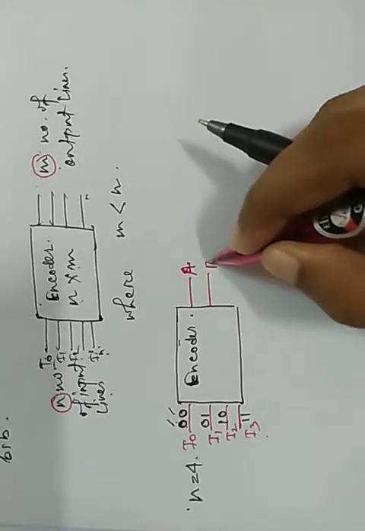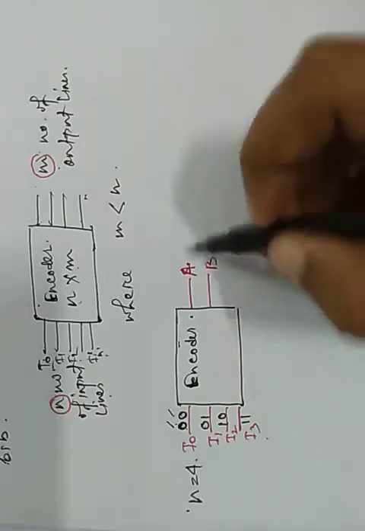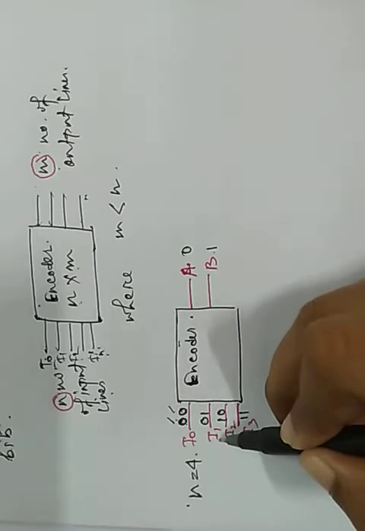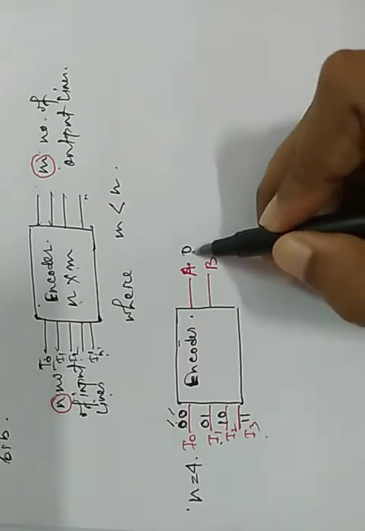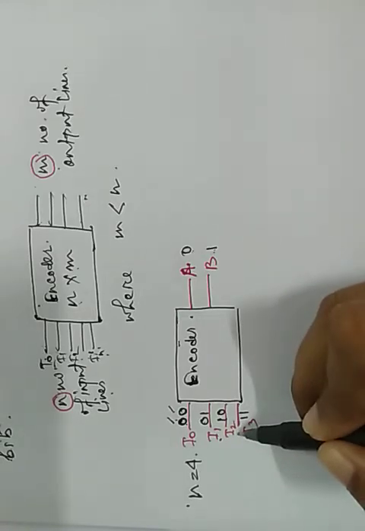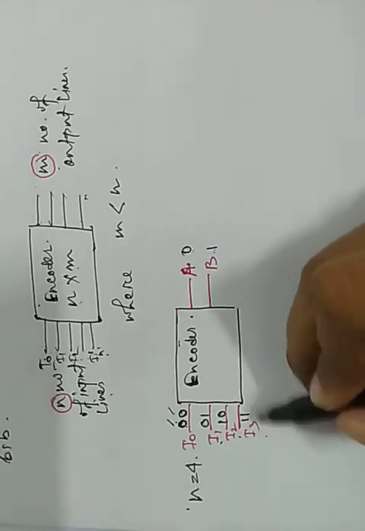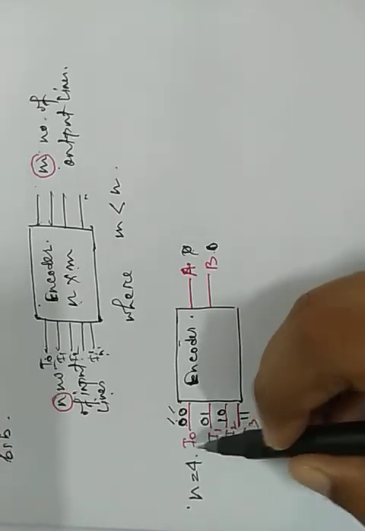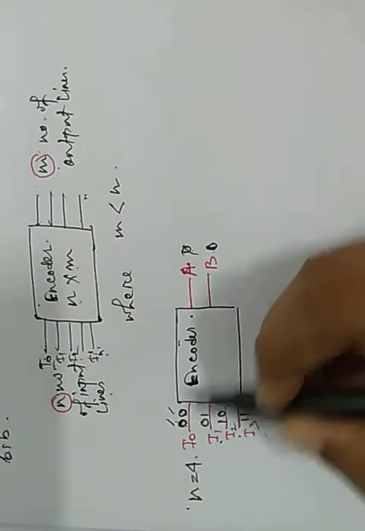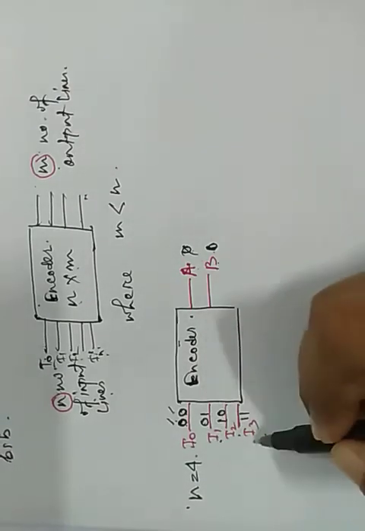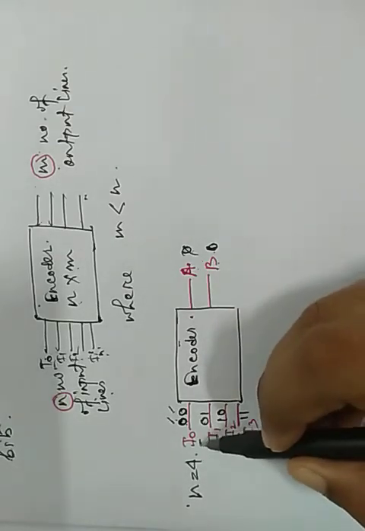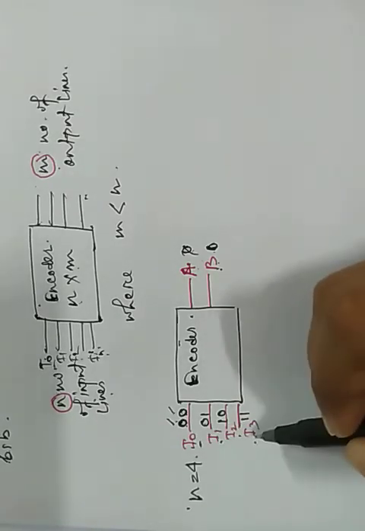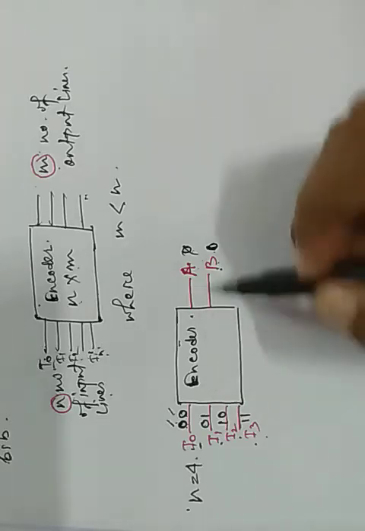Suppose there are 2 output lines, A, B. Whenever the output is 0 1, then I1 is selected. Whenever the output is 1 0, then I2 is selected. Whenever it is 0 0, then I0 is selected. That means two distinct output lines can select four distinct input lines. Only one input can get to the output at a time, mind it. Not more than one input line can be selected through an encoder.